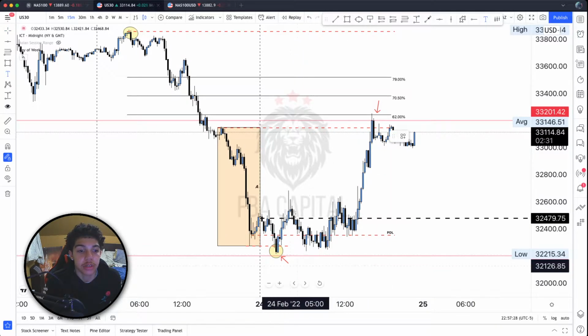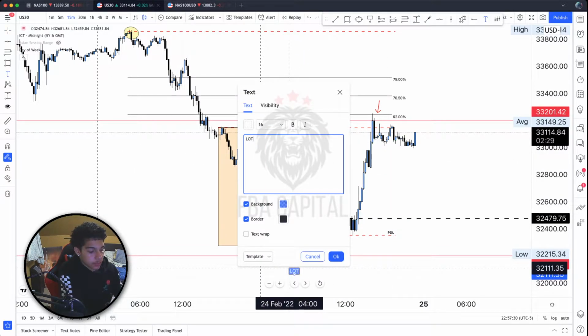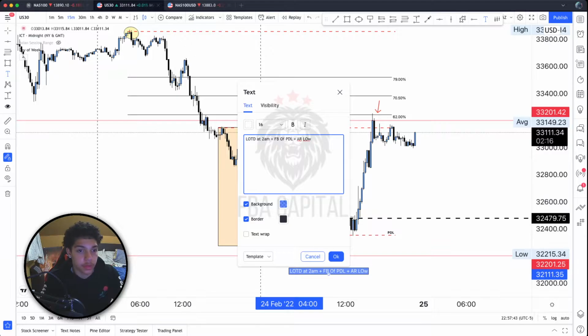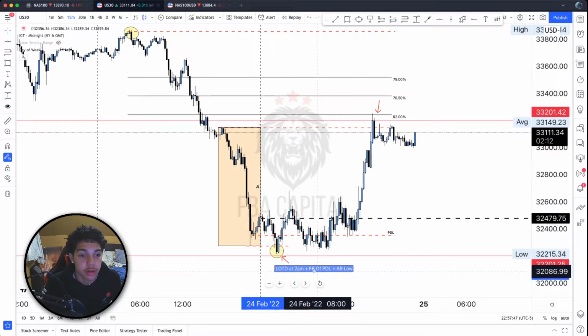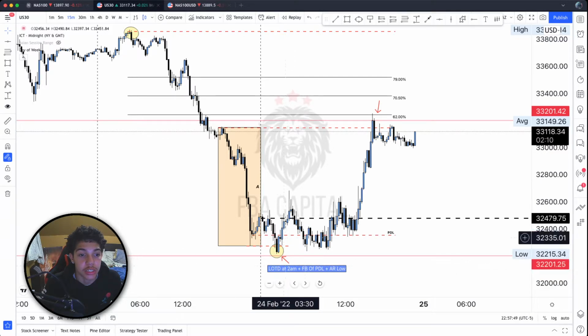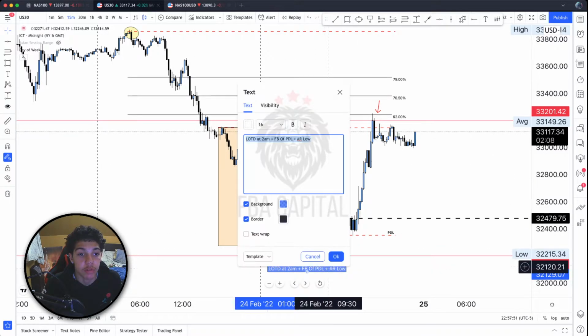So now let's annotate this. We have the low of the day at 2 a.m. We had a false break of the previous day's low plus Asian range low. And this is what created the low of the day. Let's get this right here. And this is where price created the low of the day. So from here, this is when price overall started to continue moving to the top side. And also, I forgot to add, we're below the 12 a.m. open.